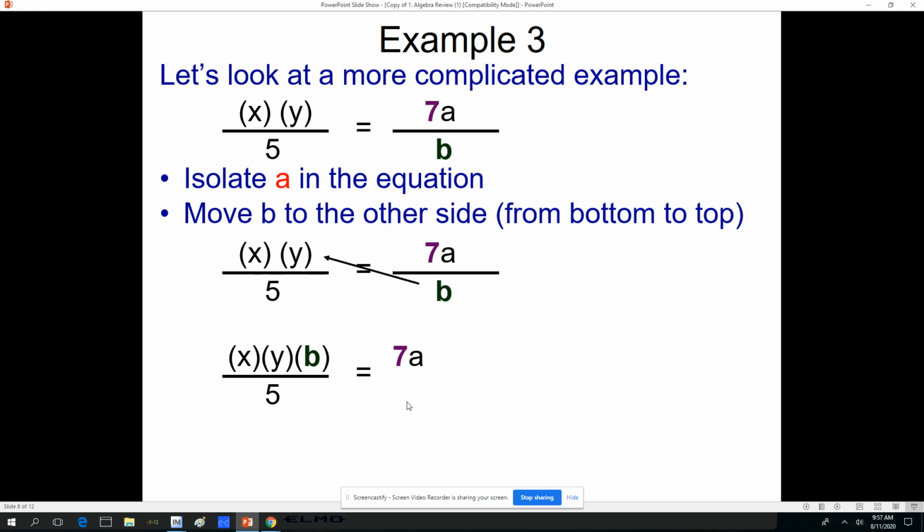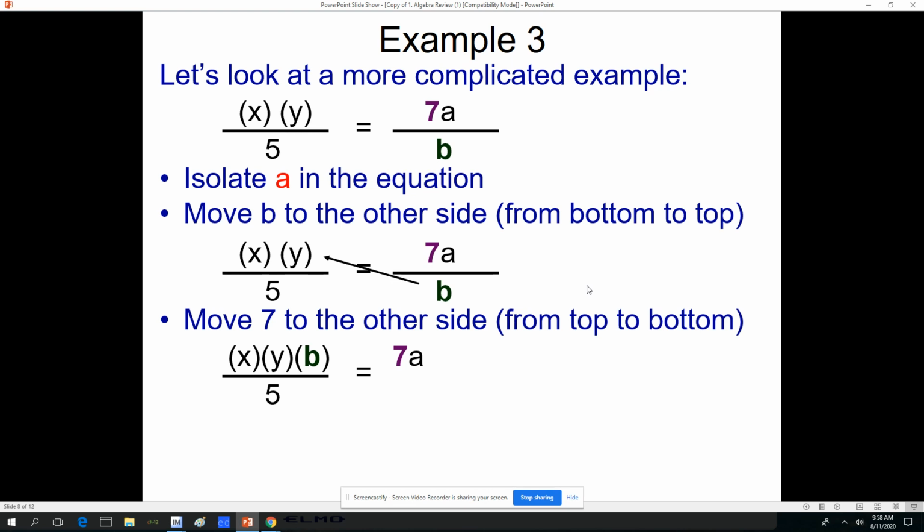Once we get the B on the top, now we've got 7A. What's that equal to? Well, we need to get rid of the 7. And since it's being multiplied, we could divide it. Or we can move it to the bottom. Okay? So we're going to move the 7 to the other side, which is the opposite of what's being done to it. And here we go. Here's our formula. A is equal to x times y times b, divided by 5 times 7.